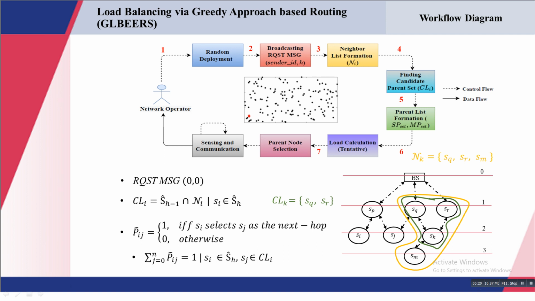That's how all the parent nodes are selected, and once they are selected, the sensing of data from the environment and the communication towards the base station take place, and that's how the whole proposed algorithm works. Now we will see how step 5 is performed, that is, how the parent lists are formed using the candidate list, and after that how we have selected the parent node using the greedy approach.